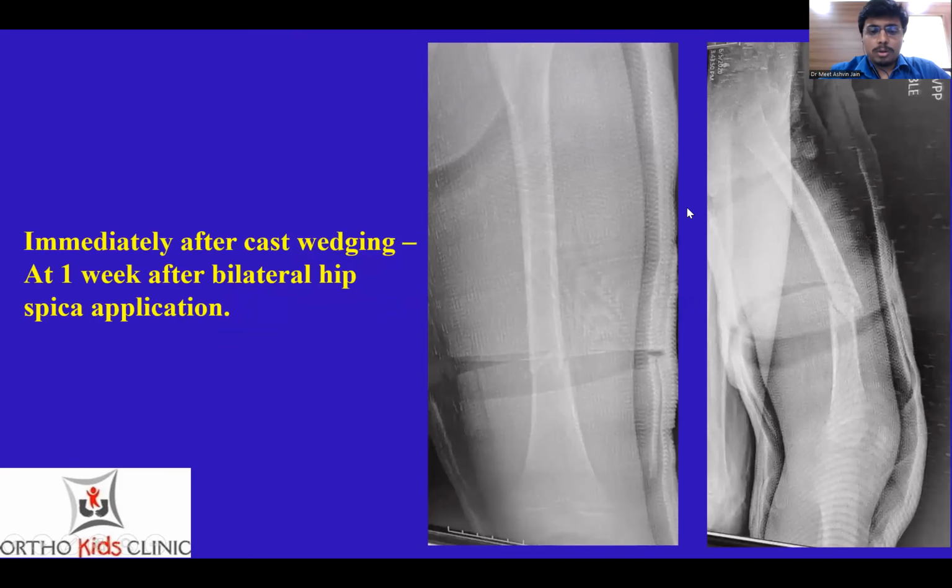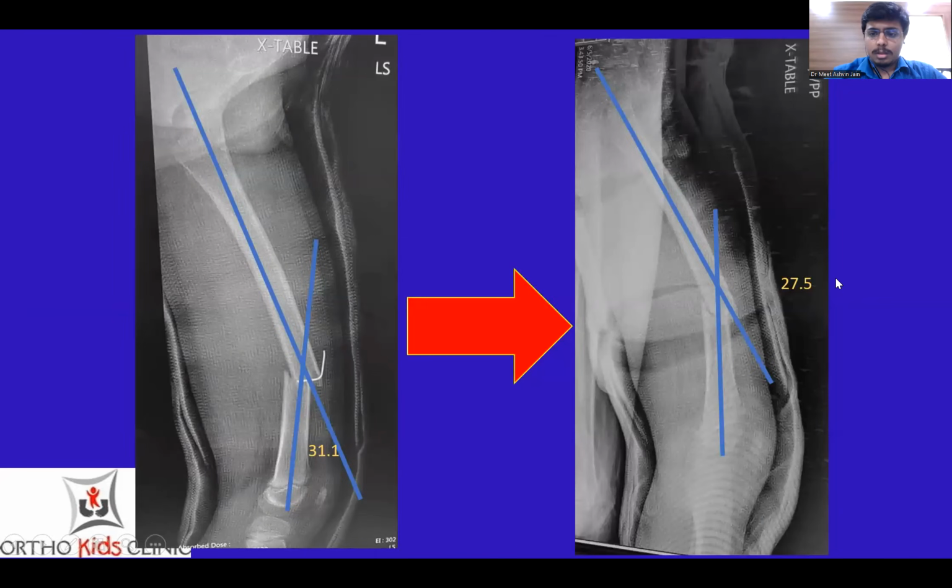So the surgeon opted for wedging of the cast, and this is what we have now at 1 week, just post the wedging of the cast. What is the angle? As we can see, the angulation has reduced from 31.1 degrees to 27.5 degrees. I was informed that under wedging, they found substantial correction, but in follow-up again there is some sagging, and 1 week post-wedging it is 27.5 degrees.